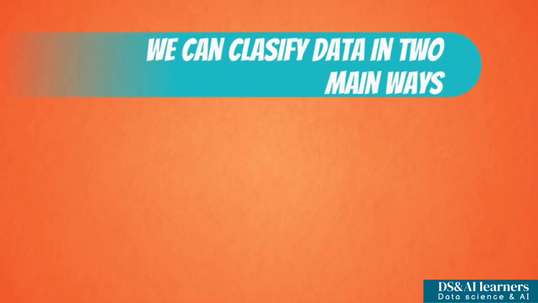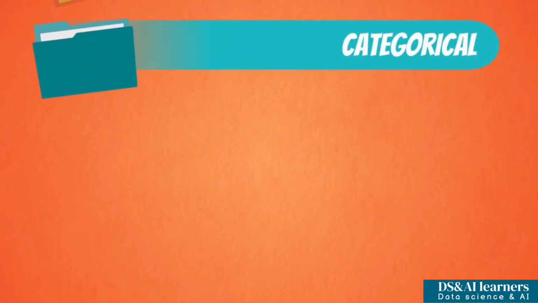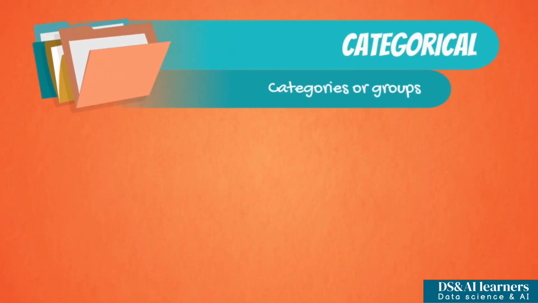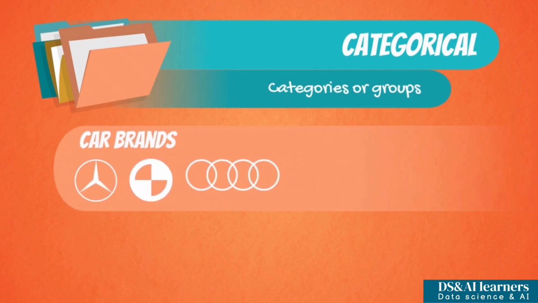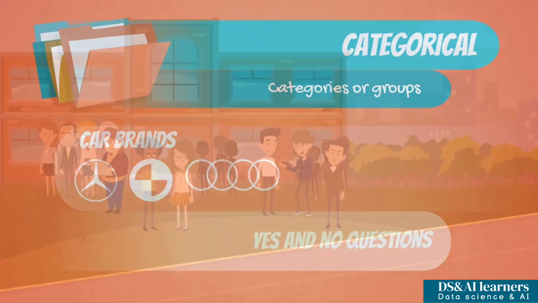We can classify data in two main ways, based on its type and on its measurement level. Let's start from the types of data we can have. There is categorical and numerical data. Categorical data describes categories or groups. One example is car brands like Mercedes, BMW, and Audi. They show different categories. Another instance is answers to yes and no questions.